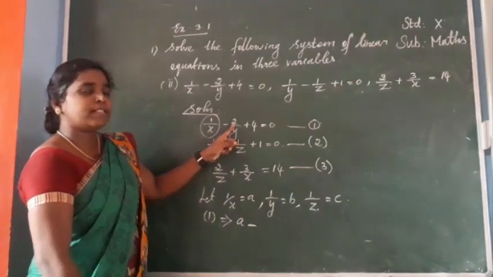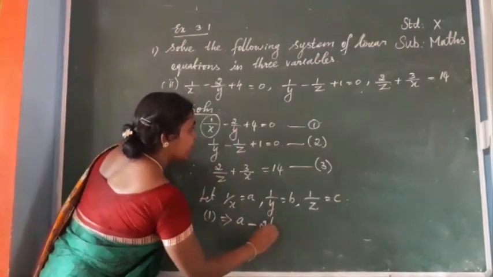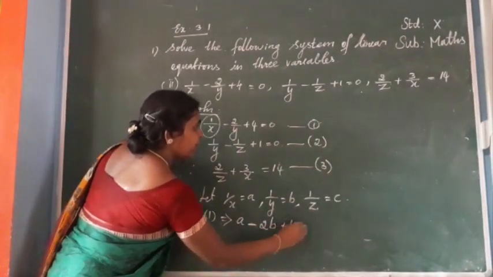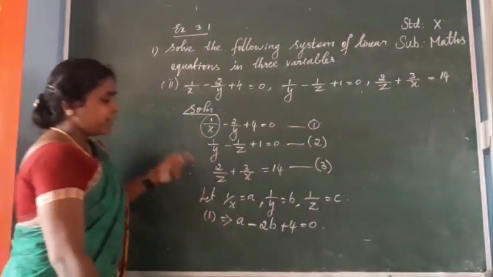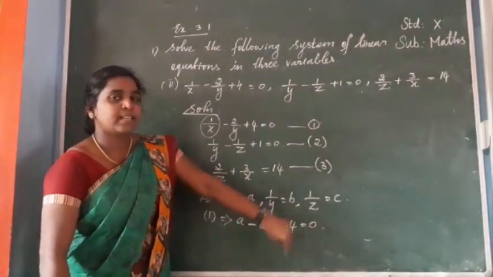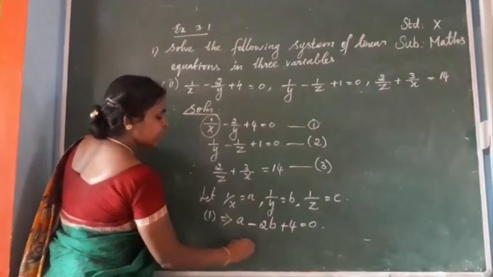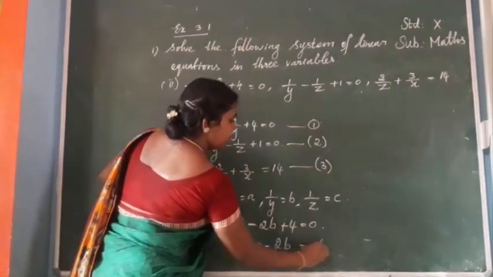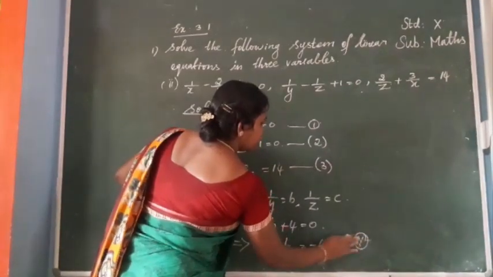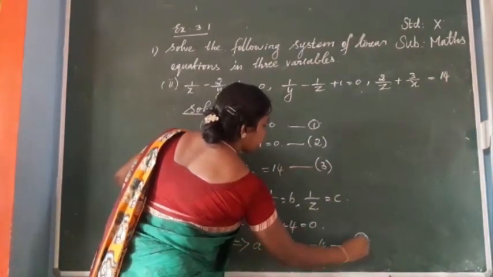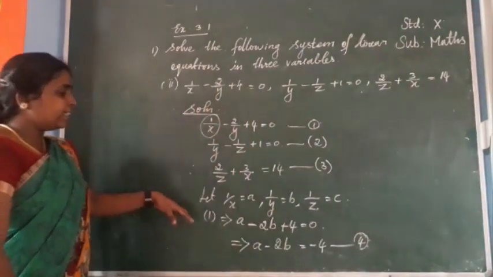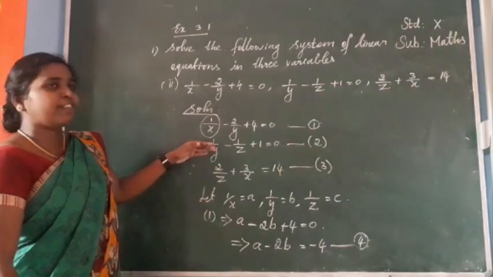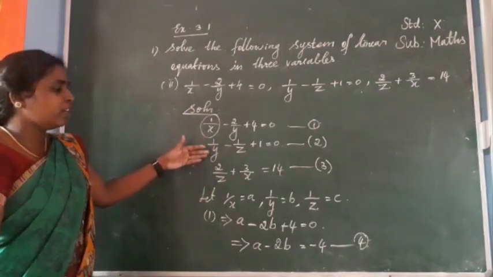So 2b plus 4 equal to 0. Here we take the constant to the right hand side, which implies a − 2b = −4. This is equation 4. Like this we are going to substitute the values in equation 2 and equation 3.